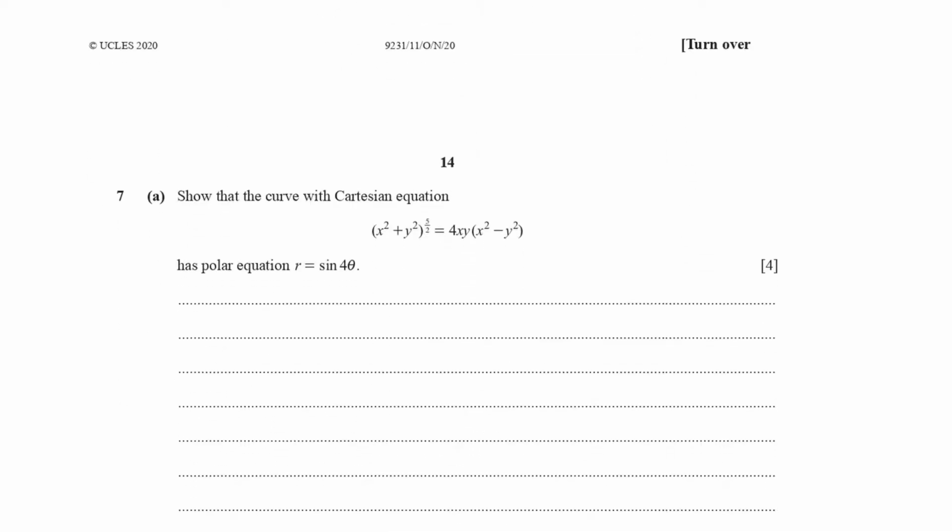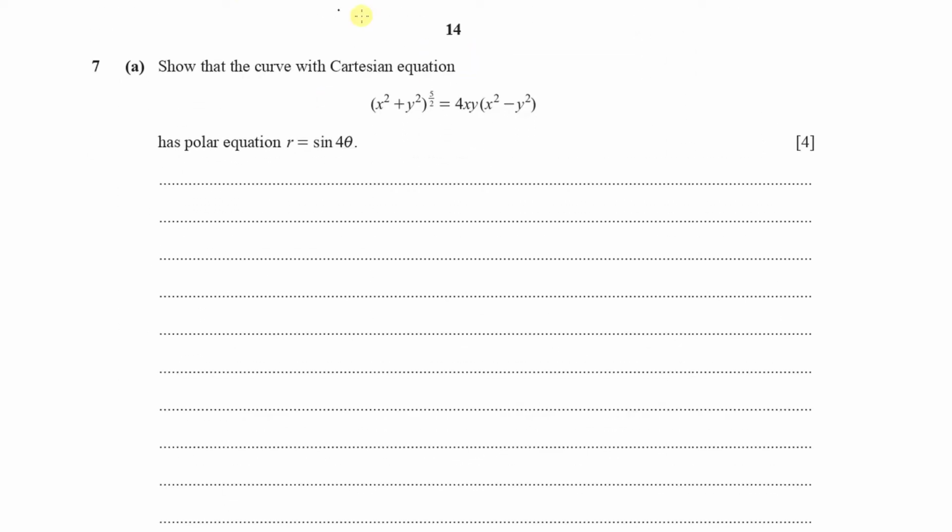Let's move on to question number 7. Question number 7. Show that the curve with Cartesian equation x squared plus y squared to the power of 5 over 2 is equal to 4xy bracket x squared minus y squared has polar equation r is equal to sine 4 theta.